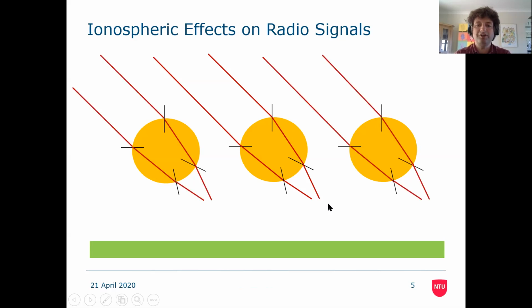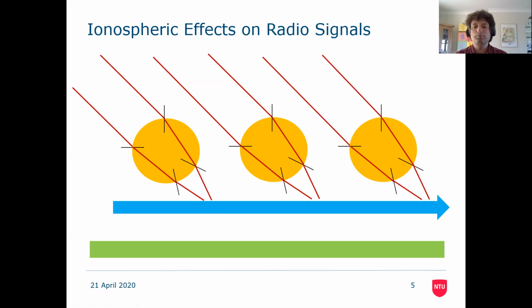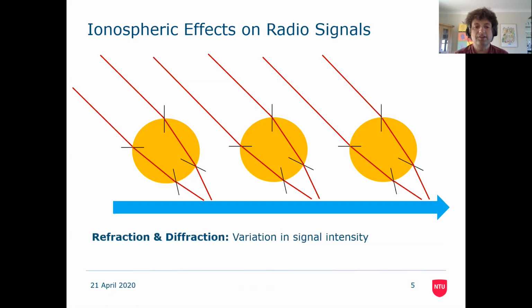And if we get the geometry right, we can see those radio waves focusing to a point. So we're going to get variations in intensity. Now, suppose these structures are moving. If these structures are moving along in the atmosphere, then an observer on the ground is going to see the strength of the radio signal varying too. This refraction gives us a variation in signal intensity.